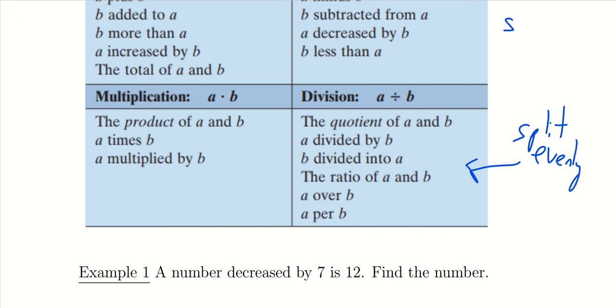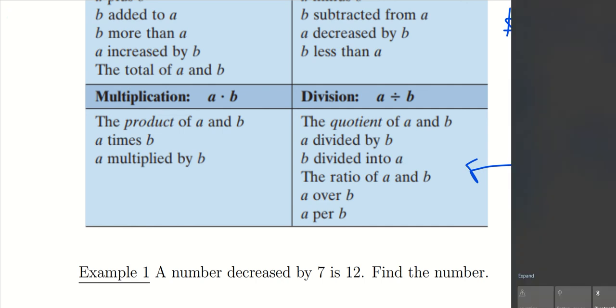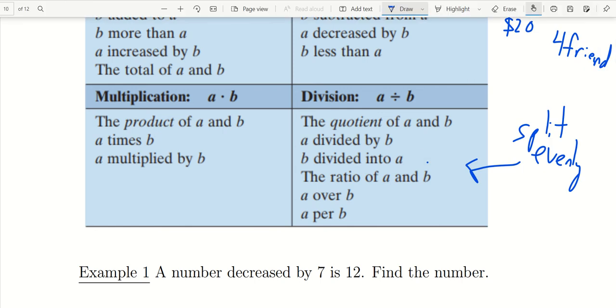For example, let's suppose you have 4 friends that go out to lunch and the total bill is $20. If those 4 friends split the bill evenly, then obviously each person would pay $5 for the lunch, which is found by doing 20 divided by 4.